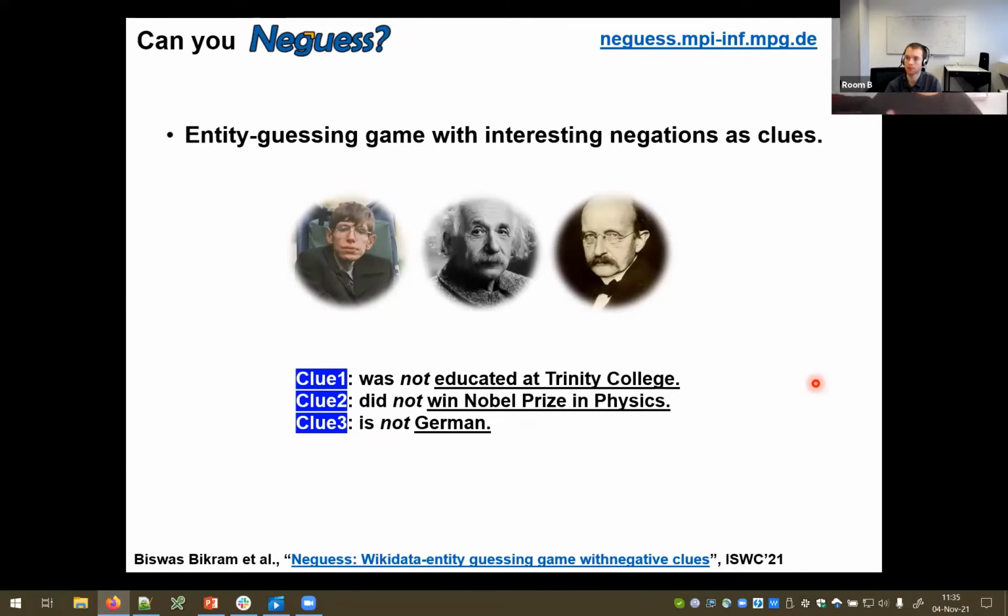So at this point, we already know who did not win the Nobel Prize in Physics, and he's not German, and he was not educated at Trinity College. So in this case, the answer is Stephen Hawking.